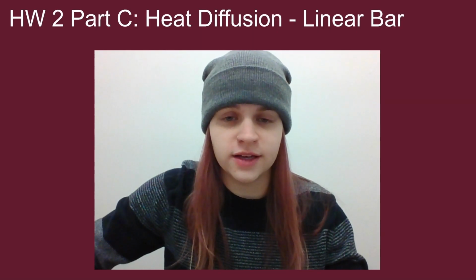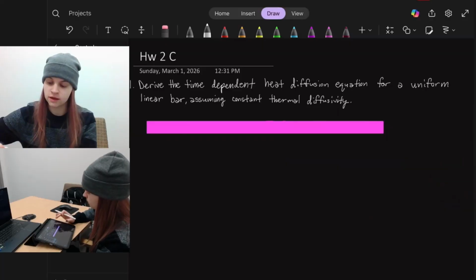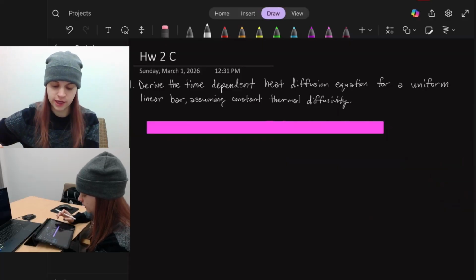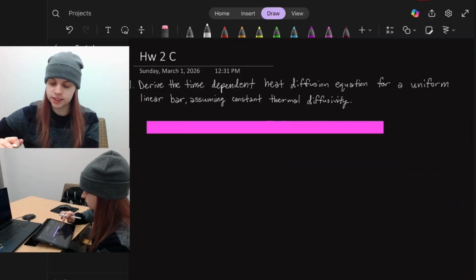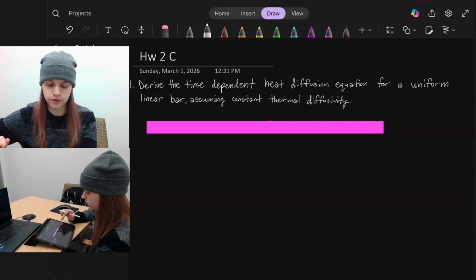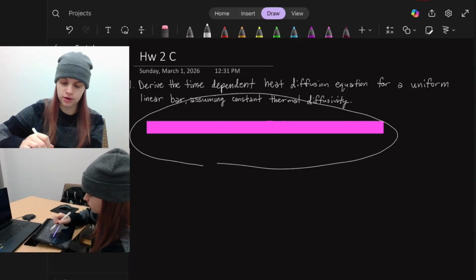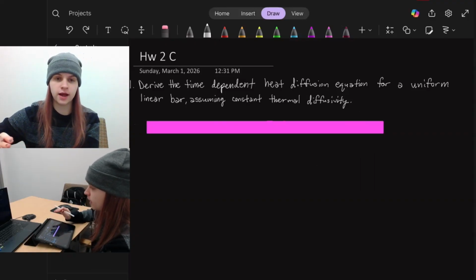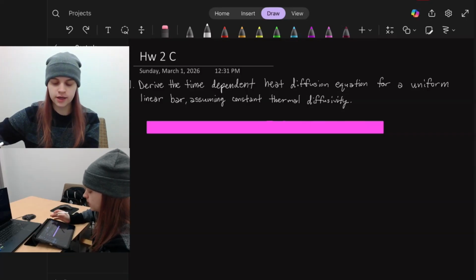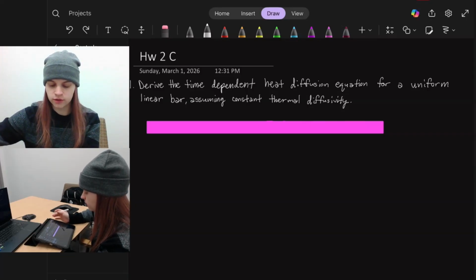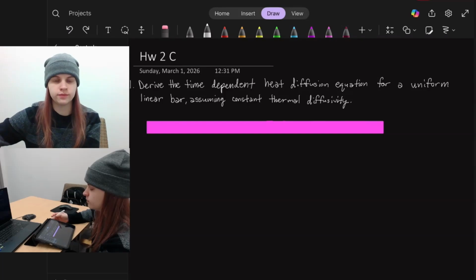So first I'm going to get into that derivation. I wrote our first part right here: to derive the time-dependent heat diffusion equation for a uniform linear bar, as I said, assuming constant thermal diffusivity. So right here is our bar. I just went ahead and did that already, and so we want to derive this equation.